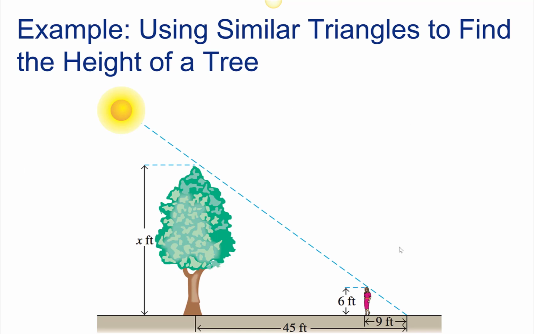So here's a picture. Here's Monique. Monique is 6 feet and she casts a 9-foot shadow. The tree we're going to call x, and it has a shadow of 45 feet, and that's what we want to solve for.